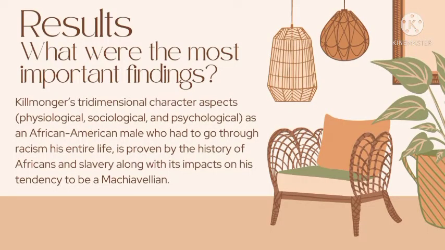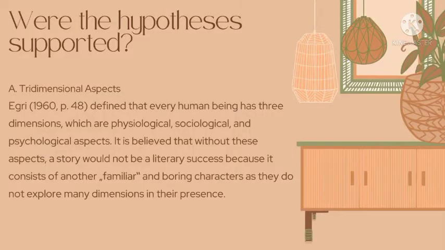Result. What were the most important findings? Killmonger's three-dimensional character aspects: physiological, sociological, and psychological. As an African American male who had to go through racism his entire life, including by the history of African ancestry, along with its impact on his tendency to be a Machiavellian. Were the hypotheses supported?